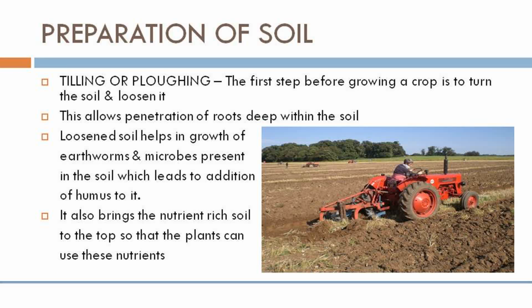The first step before growing a crop is to turn the soil and loosen it, which is called tilling or plowing. This practice allows penetration of roots deep within the soil, and the loosened soil helps in growth of earthworms and microbes which are present in the soil. This in turn leads to addition of humus to it. It also brings the nutrient-rich soil to the top so that plants can use these nutrients.